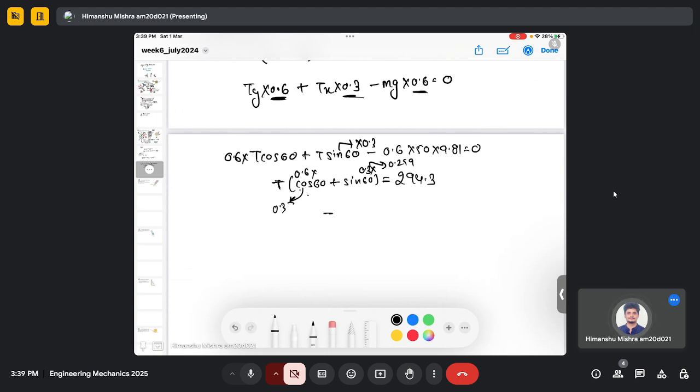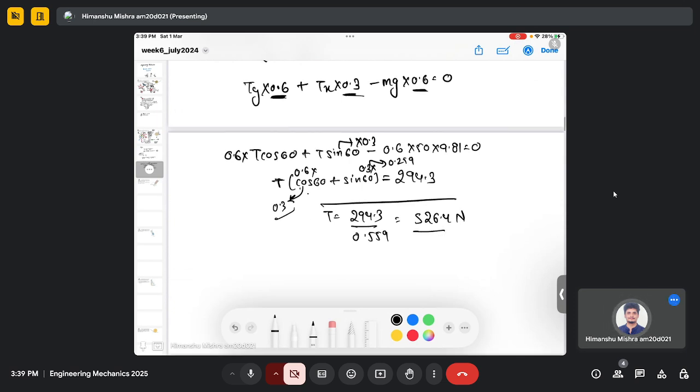So you will have T equals 294.3 divided by 0.559. So this will come out to be 526.4 Newton. Is it correct? 0.3, 0.6, half 0.3. So this will be the T, 526.4 Newton.